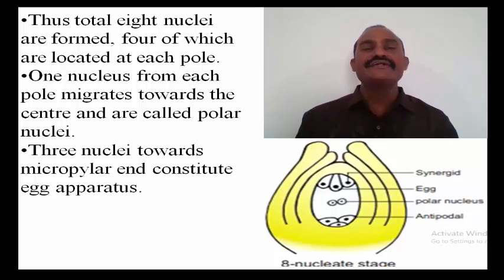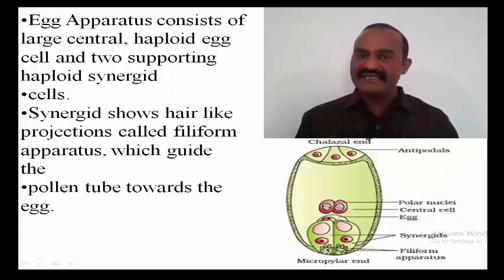Now 3 nuclei towards the micropyle constitute the egg apparatus. Here you can see 3 nuclei develop into cells, and they represent the egg apparatus. In the egg apparatus, a centrally placed egg is supported by 2 synergids. The egg apparatus consists of a large central haploid egg, supported from both sides by synergids. These synergids show highly specialized hair-like projections, called the filiform apparatus.